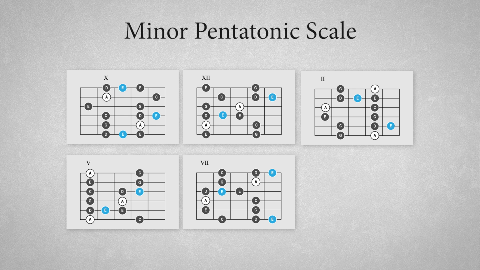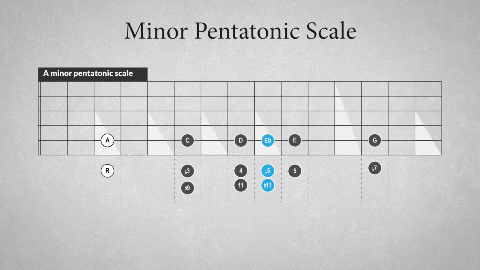So, when we play the A minor pentatonic scale over an A dominant 7 chord, the notes of the A minor pentatonic scale become the root, the minor third or sharp 9, the perfect fourth or 11th, the blue note becomes the diminished 5th or sharp 11, the perfect 5th, and finally the flat 7th. And this is how it sounds like.